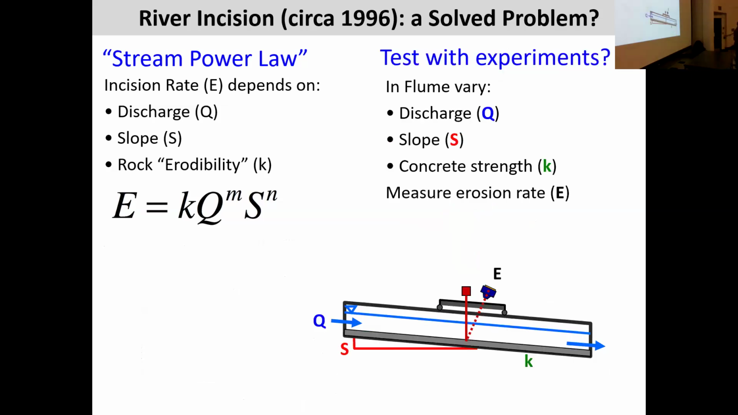I know how to do experiments in the lab. I'm going to do flume experiments. And so I designed these experiments, in which I could control everything. I control the discharge. I could control the slope. I could control the strength of the material by making a weak concrete out of sand and cement. And I could measure the erosion rate, systematically varying all these variables, and solve the stream power equation. There was a problem. I set up a little experiment and I ran water over my weak concrete and nothing happened. And so I thought about it some more.